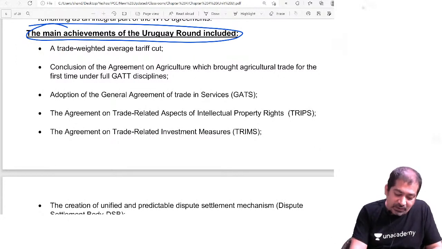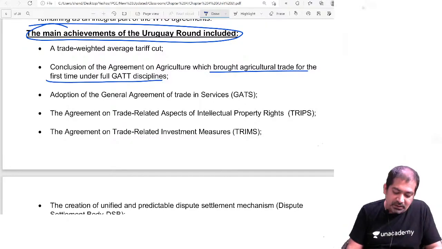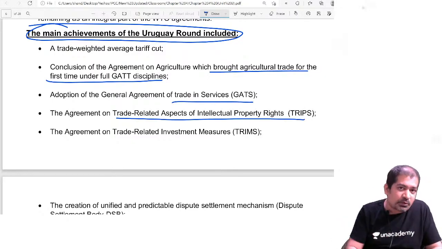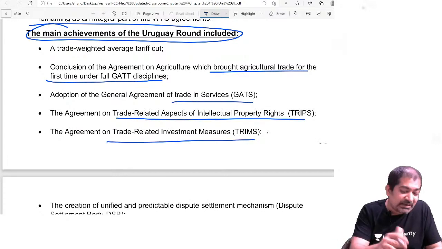Conclusion on the agreement on agriculture, which brought agriculture trade for the first time under GATT. General Agreement on Trade in Services: in GATT there were no services, so they were included. Agreement on Trade Related Intellectual Property Rights was not included in GATT, now included. Agreement on Trade Related Investment Measures was not in GATT, now included.